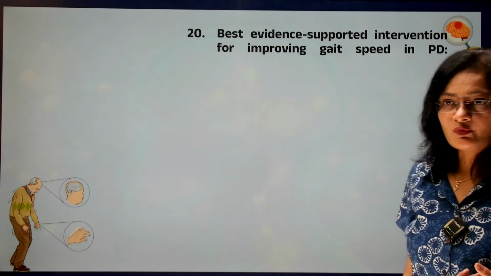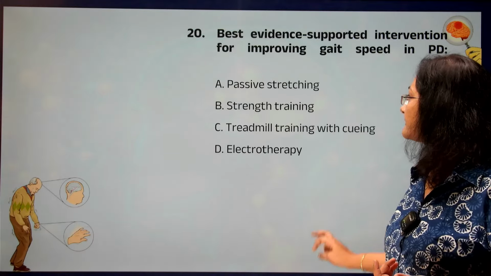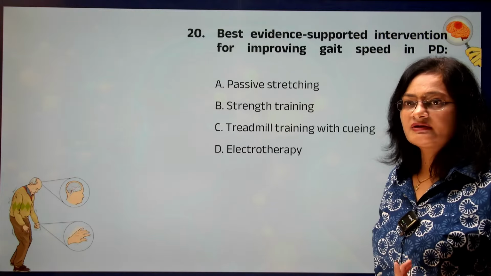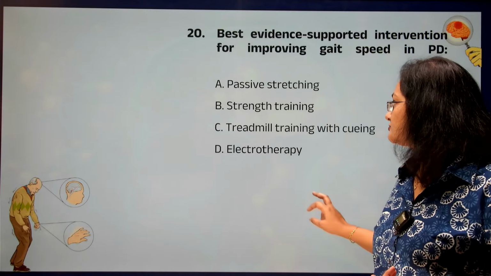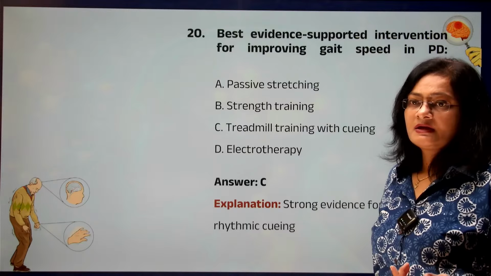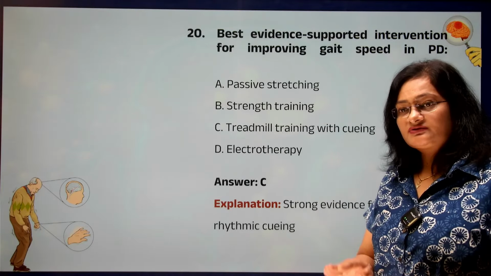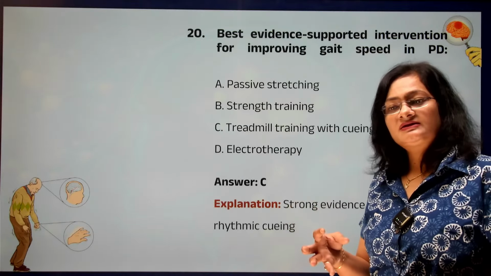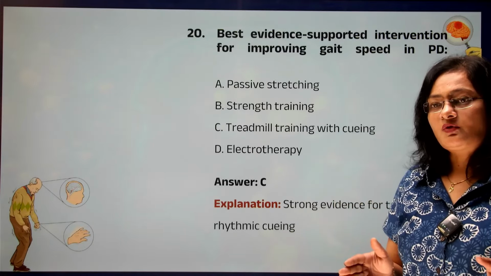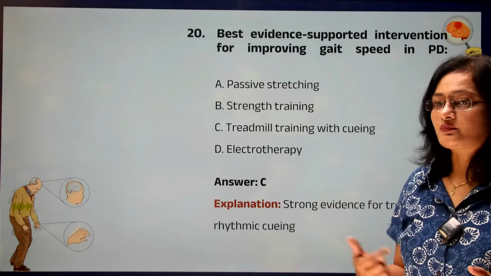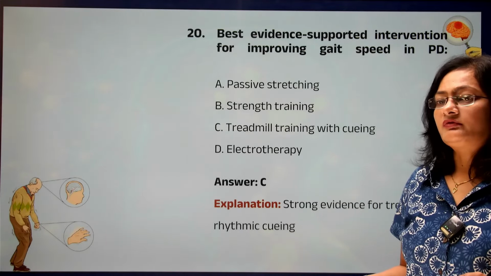Best evidence supported intervention for improving gait speed in Parkinson's disease: passive stretching, strength training, treadmill training with cueing, or electrotherapy. So our answer will be C, treadmill training with cueing, because there the patient is walking on the treadmill. If the patient has affected balance, then you can give a harness to support the body weight, and body weight supported treadmill training will help the patient improve the gait.